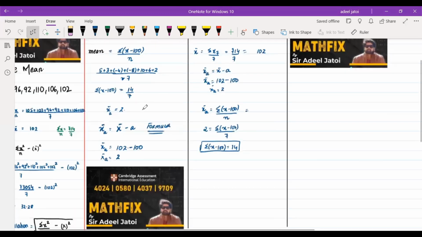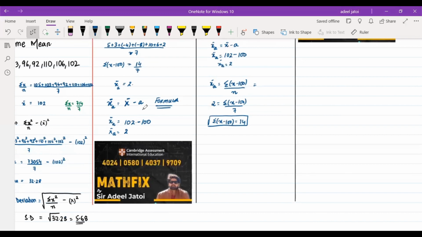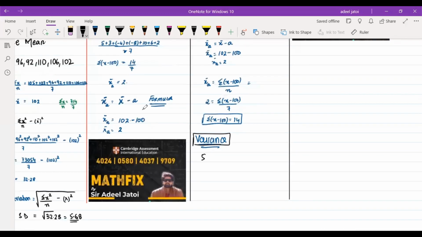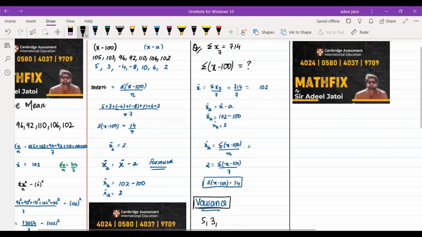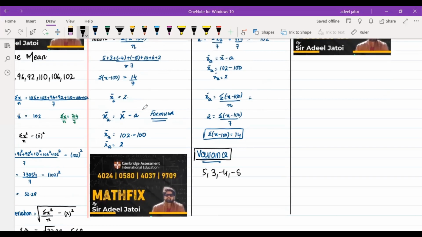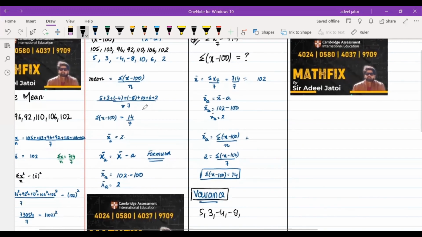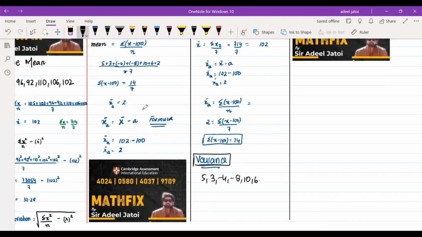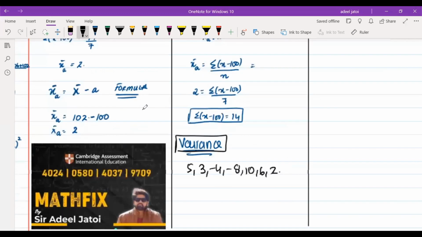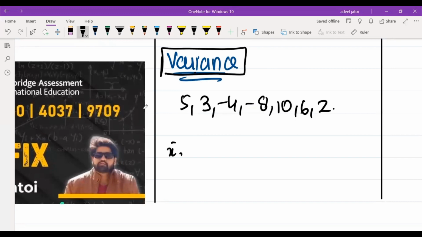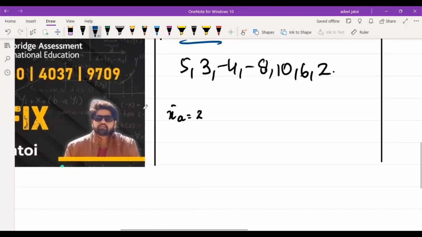Now, looking at this, you should also be well aware of the fact that your variance could be asked from the data as well. Your variance could be asked from the same question which we had: 5, 3, -4, -8, 10, 6, 2. We had 7 data points. We calculated its assumed mean, which was 2. We already calculated it. Let's just calculate the variance for this.